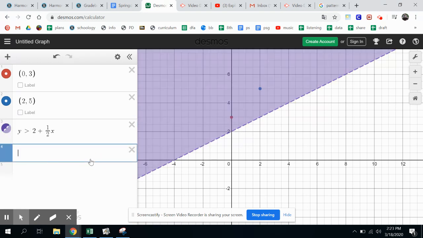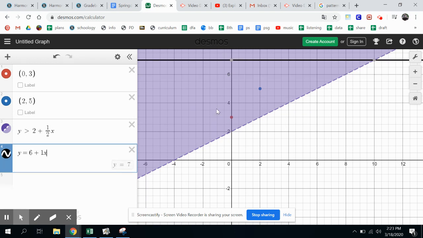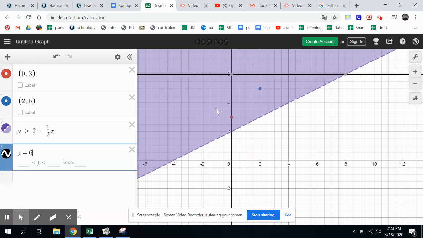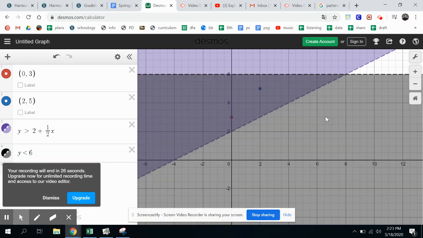Good, now that's not a system because that's just one inequality. Let me go ahead and make the other. I want one that goes above it. So I'm going to make it cross at 6. So y equals 6. At this point, you don't have to add a slope to it. We could add a slope of 1 or whatever, but we just leave it at 6. Just change that, since it's shaded on bottom, to a less than. Guys, this right here is a system of inequalities.